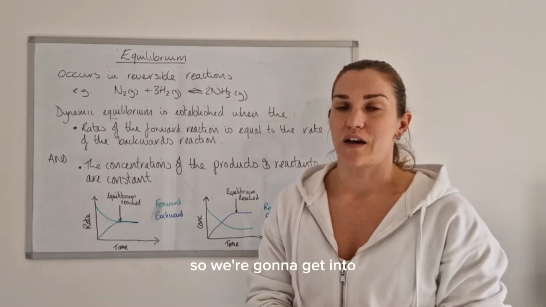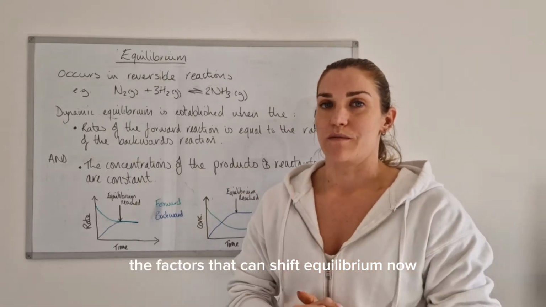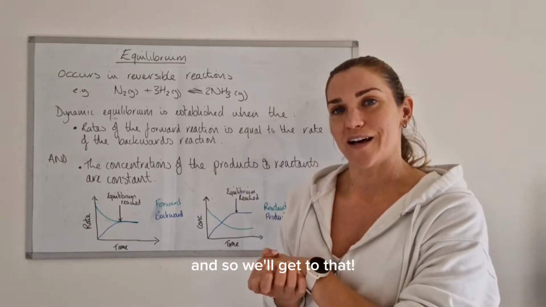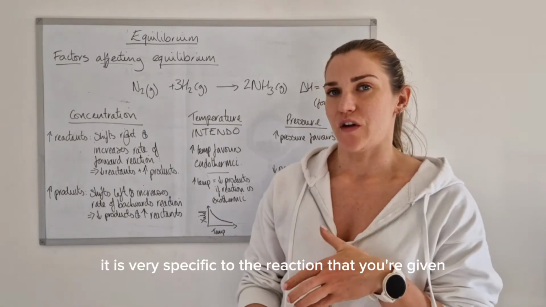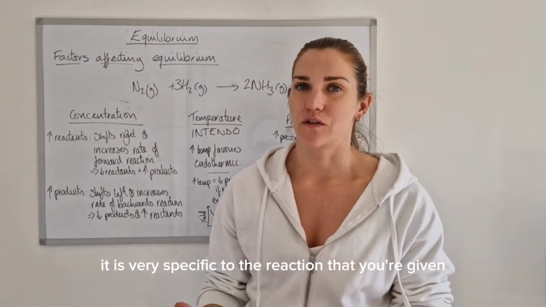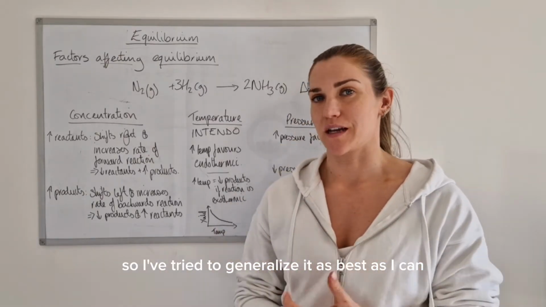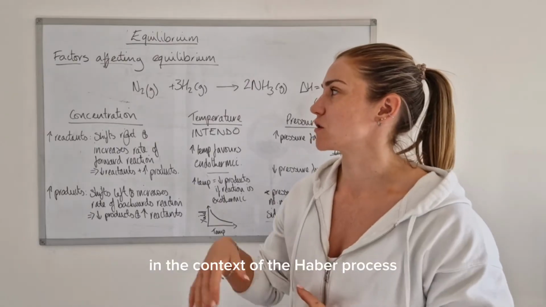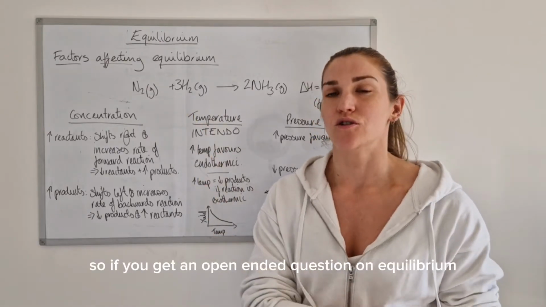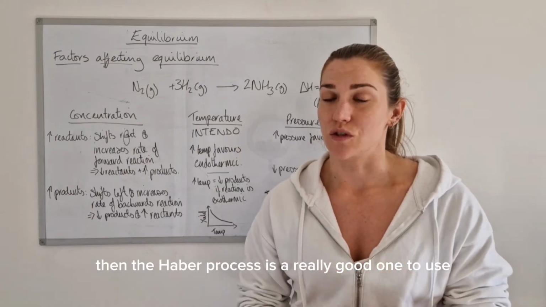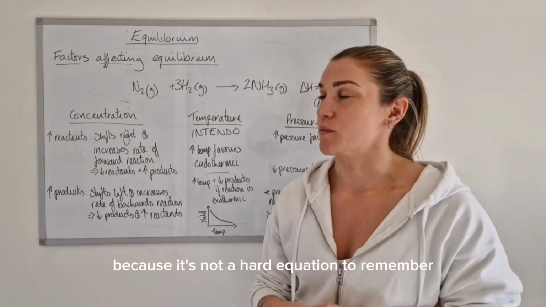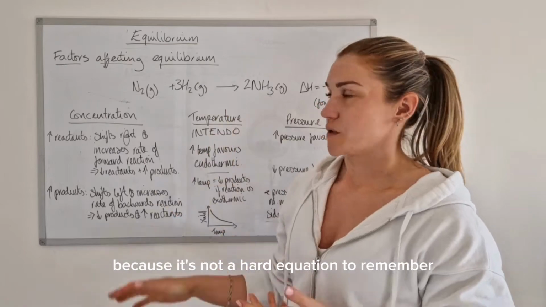So we're going to get into the factors that can shift the equilibrium now. Let's have a look at the factors that affect the position of equilibrium. It is very specific to the reaction that you're given, so I've tried to generalise it as best as I can, but I'm going to explain it in the context of the Haber process. If you get an open-ended question on equilibrium, then the Haber process is a really good one to use as an example because it's not a hard equation to remember.